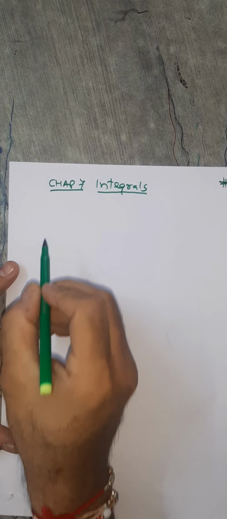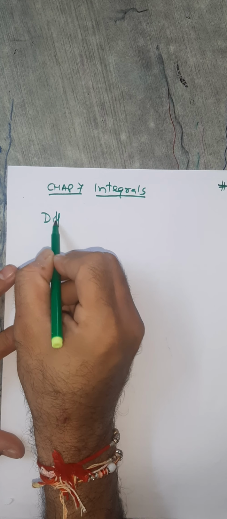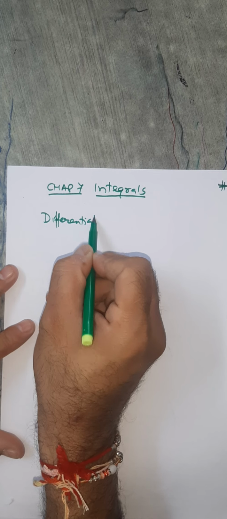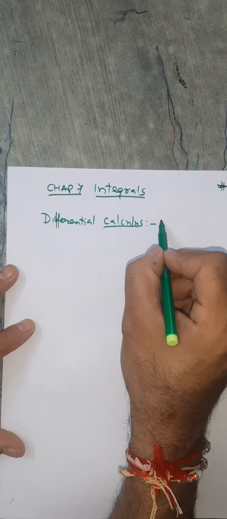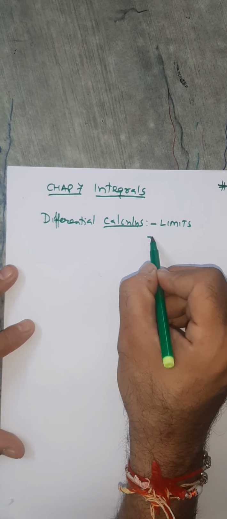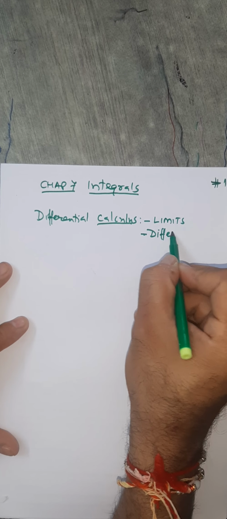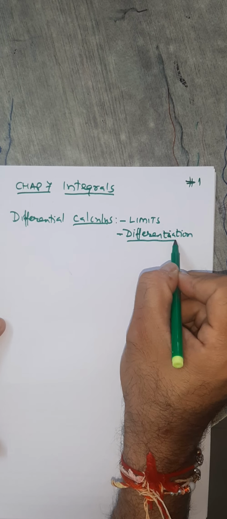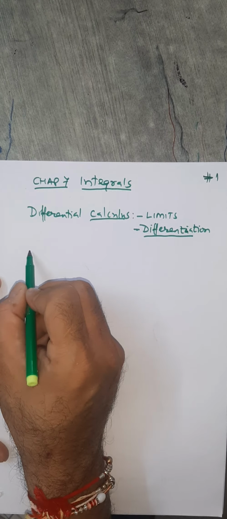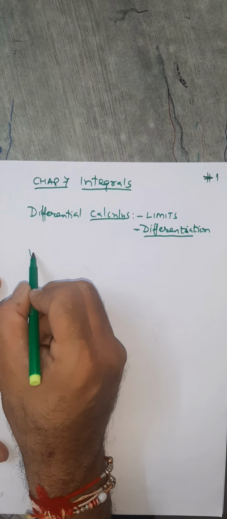Chapter 7, which is about integrals. Differential calculus we already studied. Differential calculus means the study of limits and differentiation. Now here, integral calculus. This is a part of calculus which is integral calculus. We'll see it in detail here.